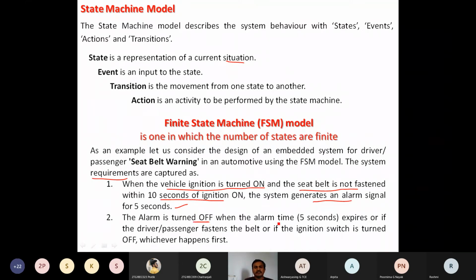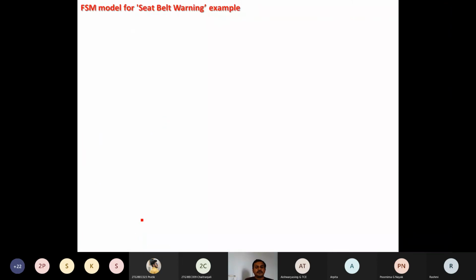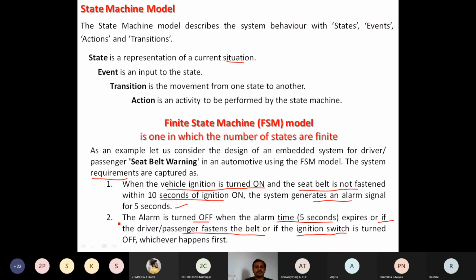Alarm is turned off when the alarm time, that is 5 seconds, expires, or if the driver or a passenger fastens the seat belt, or the ignition switch is turned off. Ignition switch is turned off ಅಂದ್ರೆ ಕಾರ್ ಆಫ್ ಮಾಡ್ತೀನಿ ನಾನು. ಇದರಲ್ಲಿ ಯಾವುದು ಫಸ್ಟ್ ಆಗುತ್ತೆ ಆ ಟೈಮಲ್ಲಿ ಅಲಾರಾಮ್ ಆಫ್ ಆಗುತ್ತೆ.